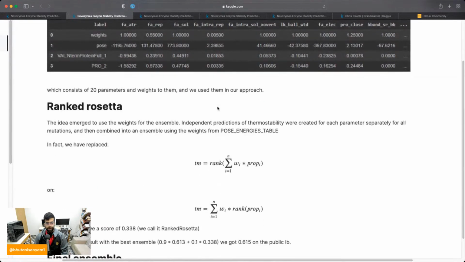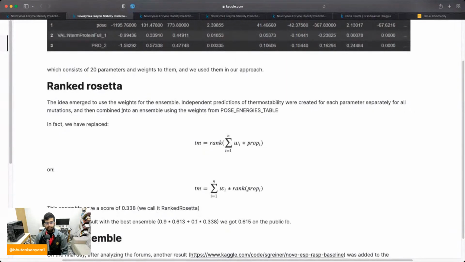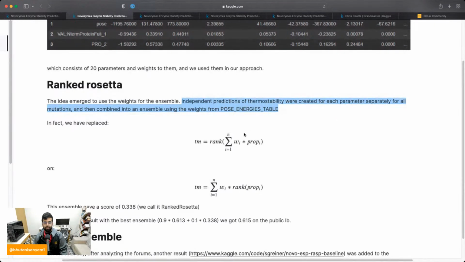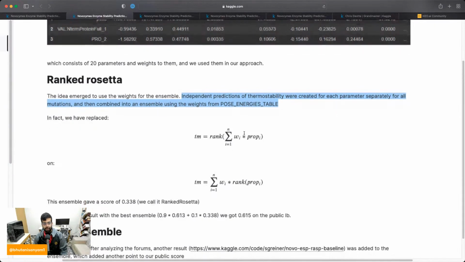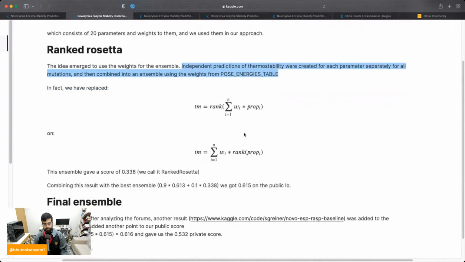And then they mentioned ranked Rosetta. The idea emerged to use weights for ensemble. Independent predictions of thermostability were created for each parameter separately for all mutations and then combined into an ensemble using the weights from energy tables.